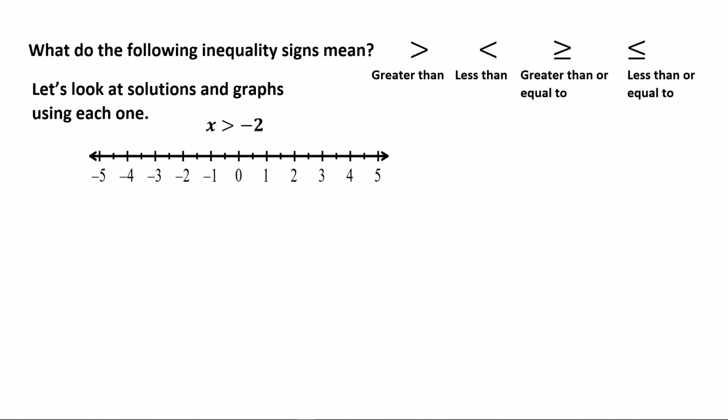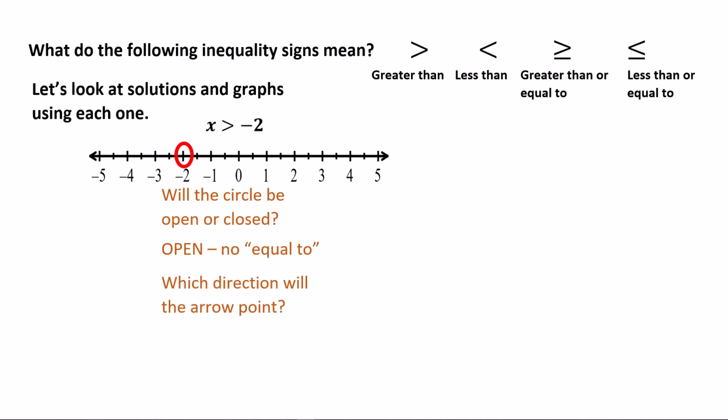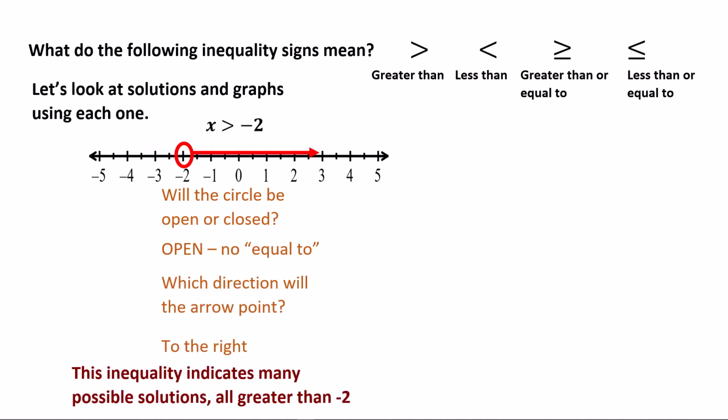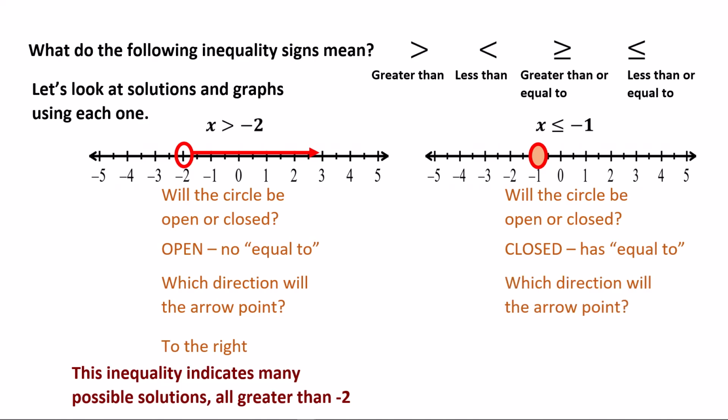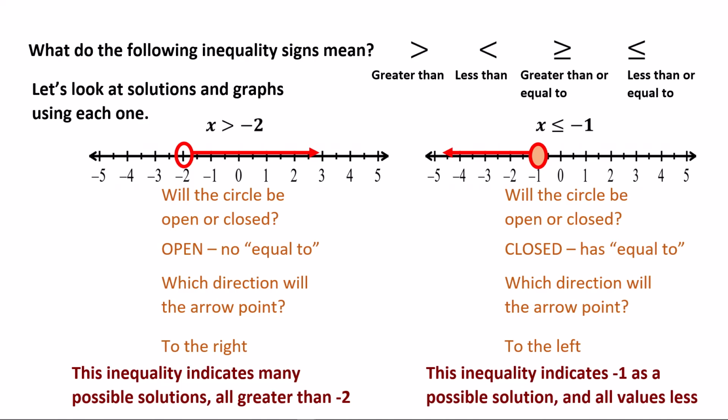X greater than negative 2. Will the circle be open or closed? Open. No equal to in the operator. Which direction will the arrow point? To the right. This inequality indicates many possible solutions, all greater than negative 2. X less than or equal to negative 1. Will the circle be open or closed? Closed. It has an equal sign in the operator. Which direction will the arrow point? To the left. This inequality indicates negative 1 as a possible solution and all values less.